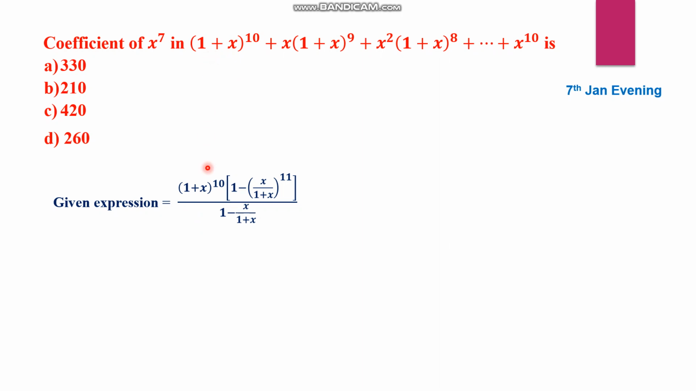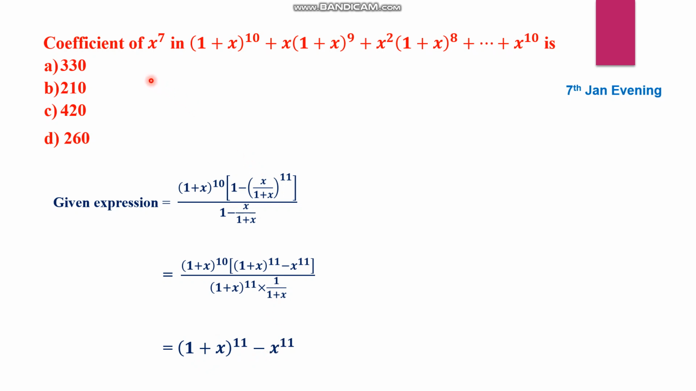So the given expression can be written in the form of, this is the first term, so (1 plus x) power 10 into 1 minus r to the power n, what is r, second term divided by first term, which is x by (1 plus x), n is 11, divided by 1 minus x by (1 plus x). Now, if you want to simplify this, this will be (1 plus x) whole power 10, and when you simplify this term, that will be ((1 plus x) whole to the power 11 minus x power 11) whole divided by (1 plus x) whole to the power 11 into 1 by (1 plus x). And that simplifies to (1 plus x) whole to the power 11 minus x to the power 11.